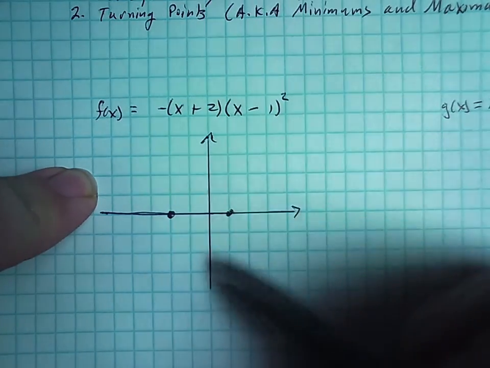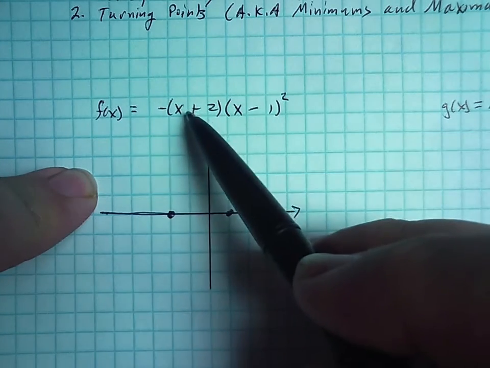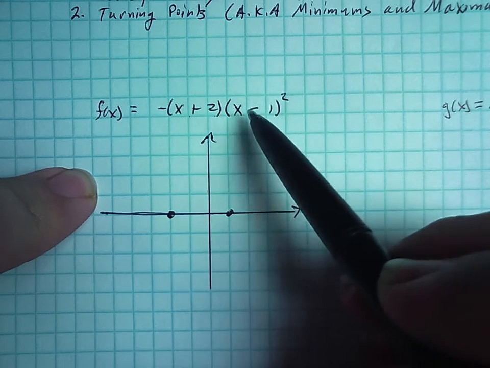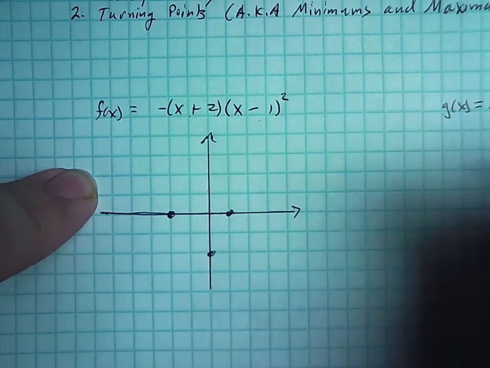To finalize my graph, I'm going to find the y-intercept by sticking in 0, just because that's the y-intercept. So I get 0 plus 2 and 0 minus 1. That's -1, but it's squared, so that's 1, and that's 2. Multiply those, get 2, so -2 is my y-intercept.